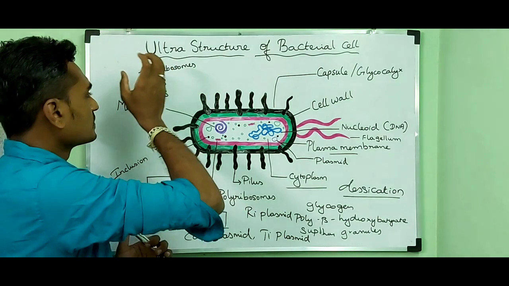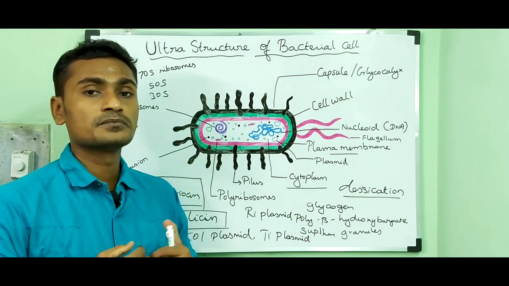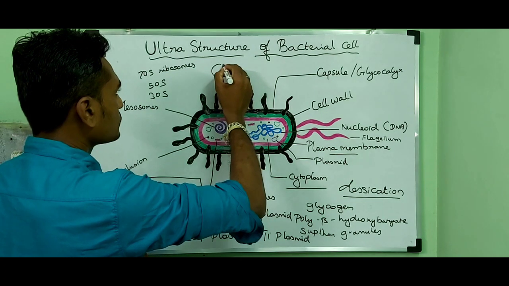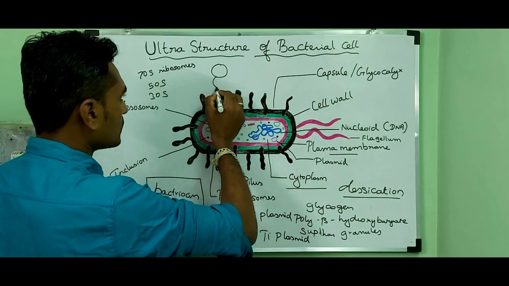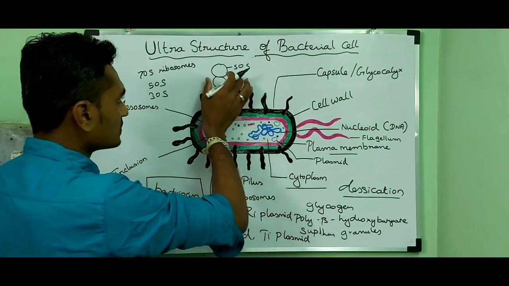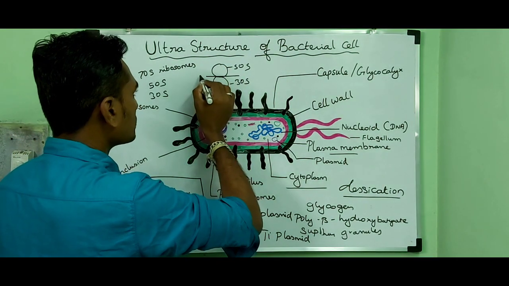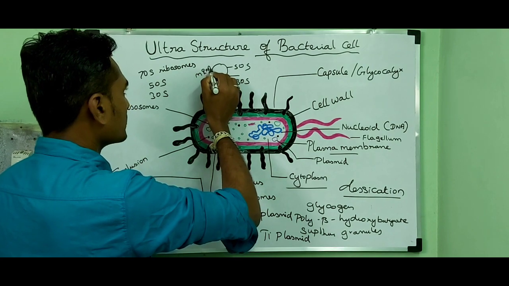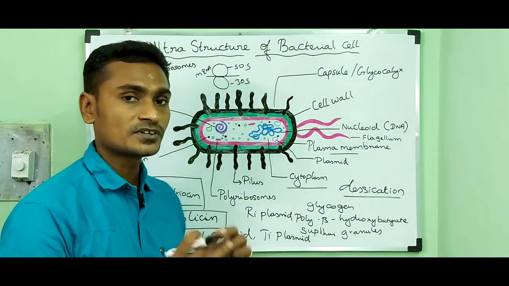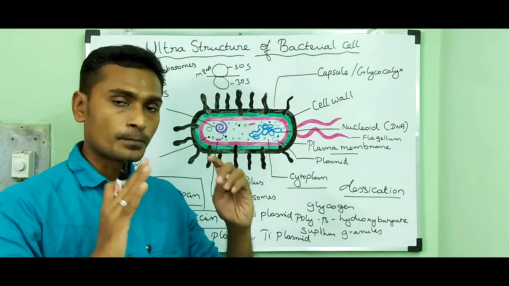Then these ribosomes are held together by mRNA. This is the larger portion of the ribosome, called 50S. This is the smaller portion of the ribosome, called 30S. These ribosomes are held together by a structure called mRNA and form polyribosomes, or polysomes.